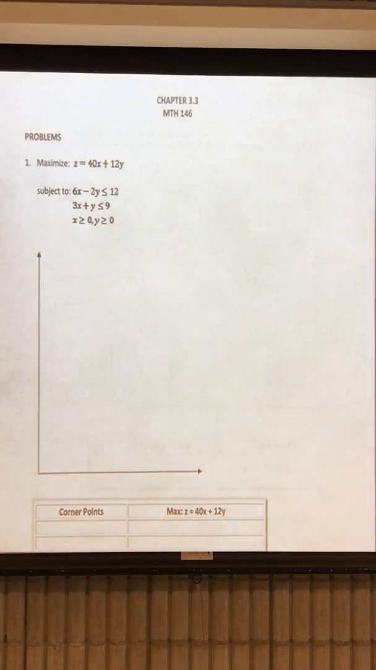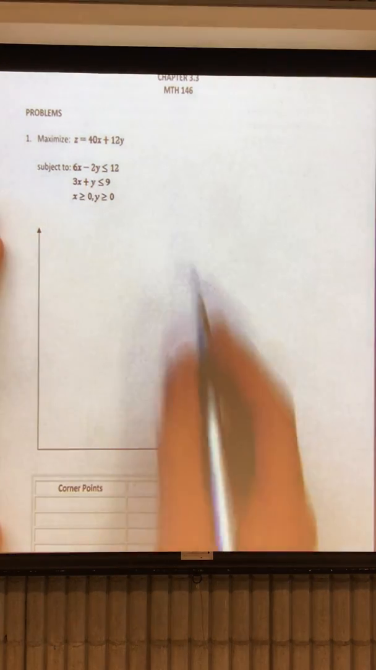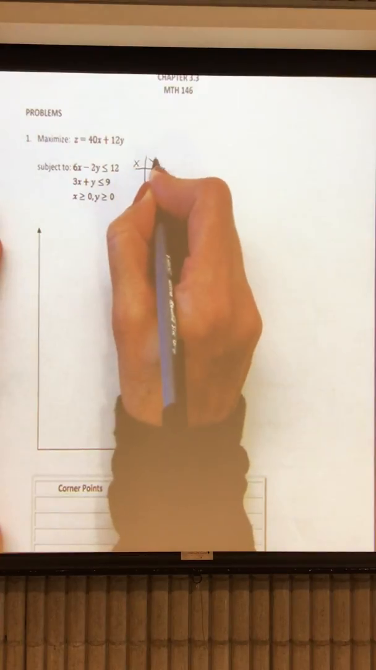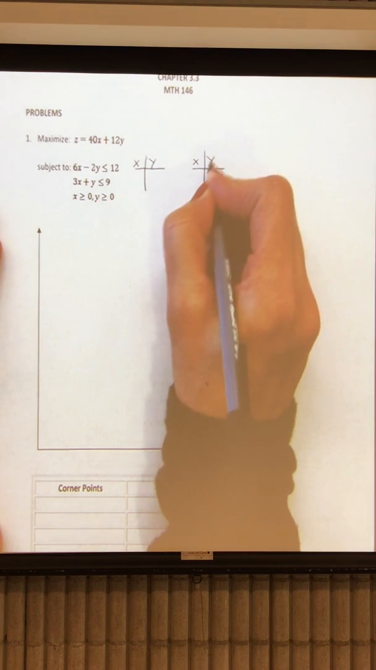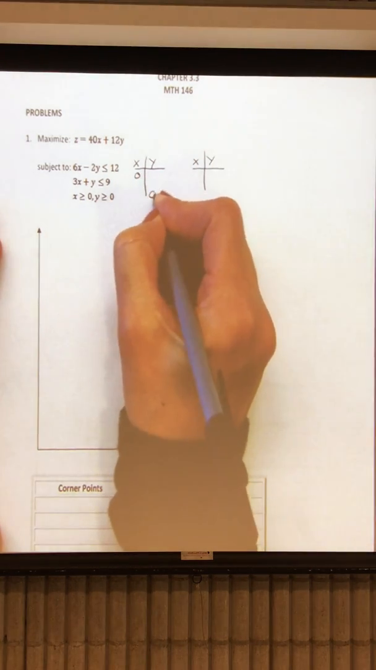Let us start chapter 3, section 3. Problem number 1, let's maximize our objective function z is equal to 40x plus 12y, subject to our constraints. So here let us make a table for the first inequality, and let's make another table for the second inequality. And let's use the intercept method here.